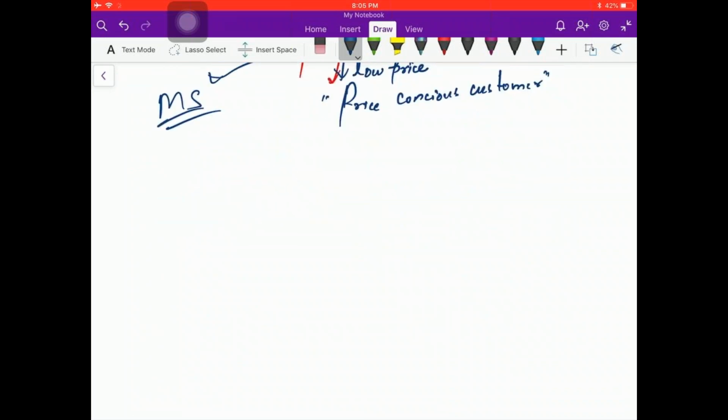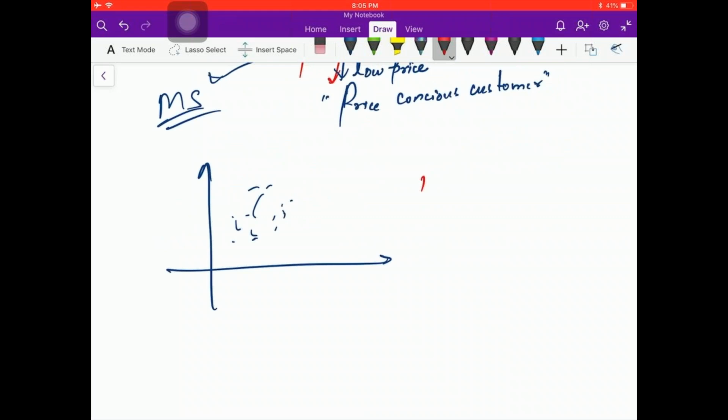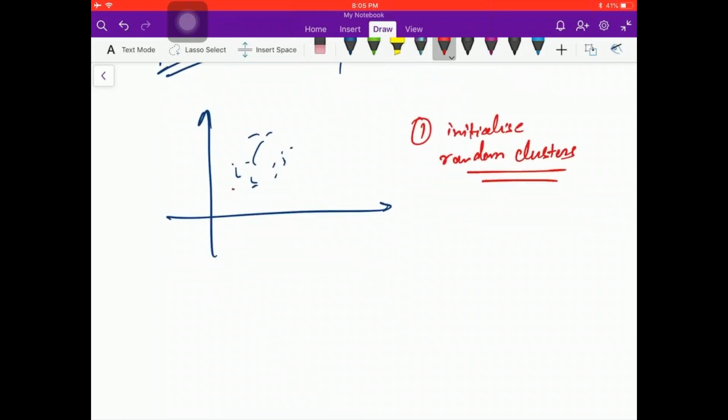So how does this algorithm work? This algorithm is very simple. This is the data that is there. The first step of your algorithm is to initialize random clusters. I take a random point from my data, and also the number of clusters the user has to tell. Now this is very irritating, right?